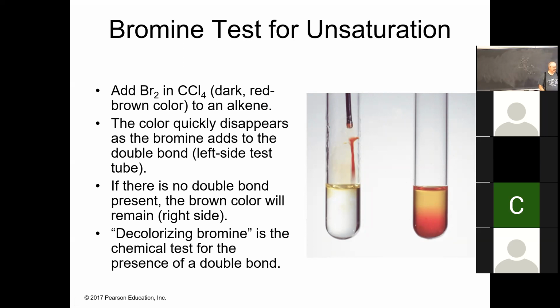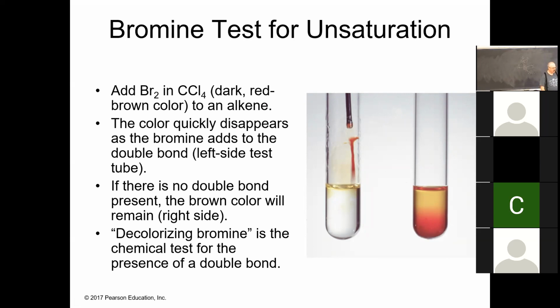Okay, because bromine adds rapidly to double bonds, we can use bromine solution as a simple test for the presence of alkenes. So Br2 is in a solution of carbon tetrachloride, or we can use methylene chloride.